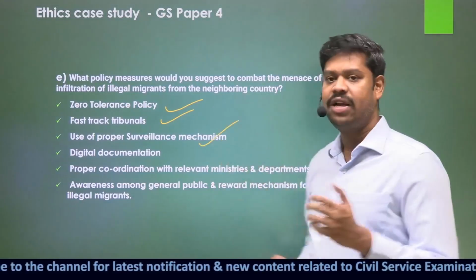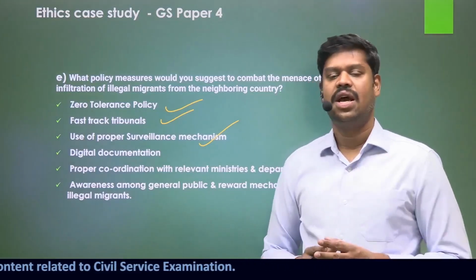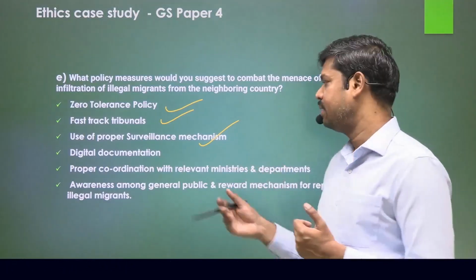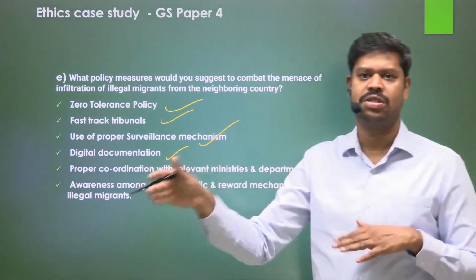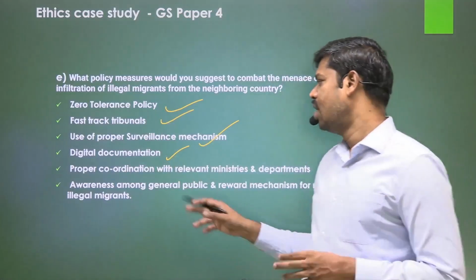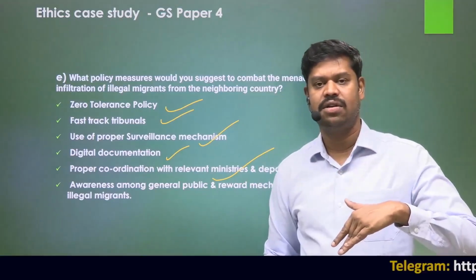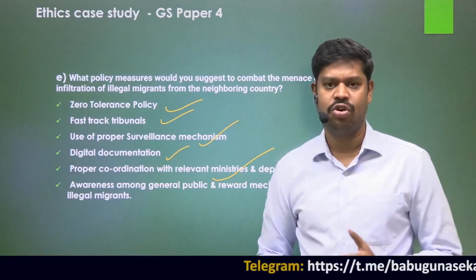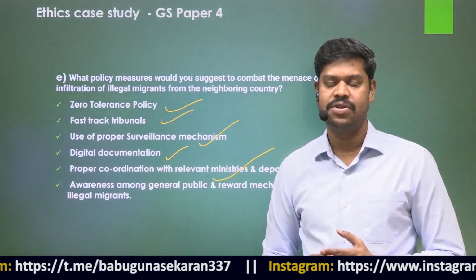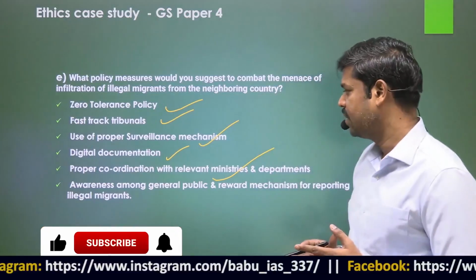Use of proper surveillance mechanisms, use of digital surveillance mechanisms, CCTV cameras and other installations which could monitor all those things. So an element of accountability can be brought in. Digital documentation: anyone who crosses the border, complete digital documentation so that it can be verified in the later stages as well. Proper coordination with relevant ministries and departments, because once they enter as illegal migrants, they are probably also getting forged documents. So it requires proper coordination with other ministries and departments so that they are not getting the forged documents that allow the illegal migrants to settle down in the particular state.